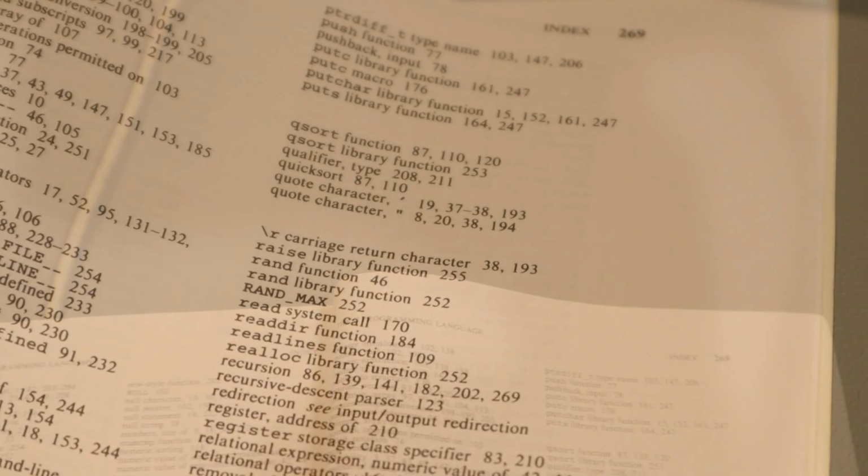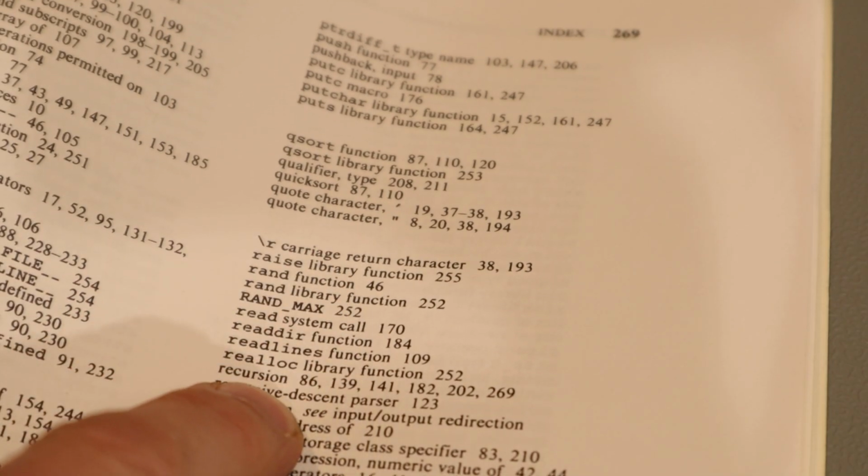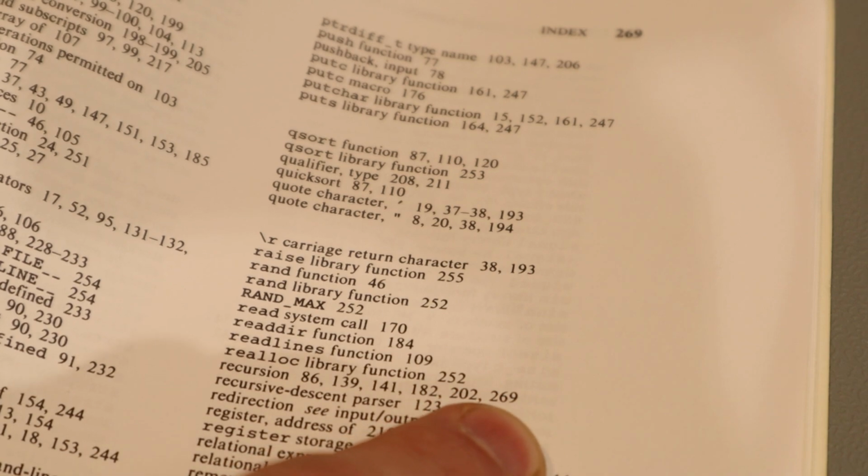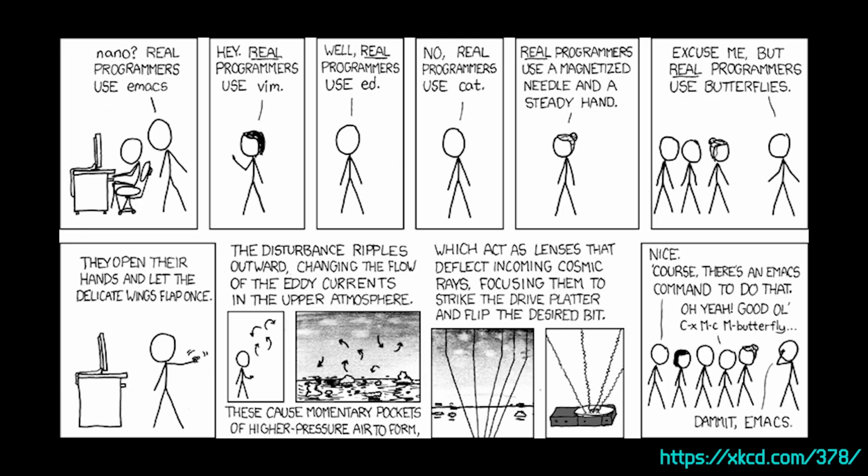So let's get our K&R C book, look on page 269 in the index. If we want to learn about recursion, there's a list of pages to go and look at. Yeah, programmers have a weird sense of humour.